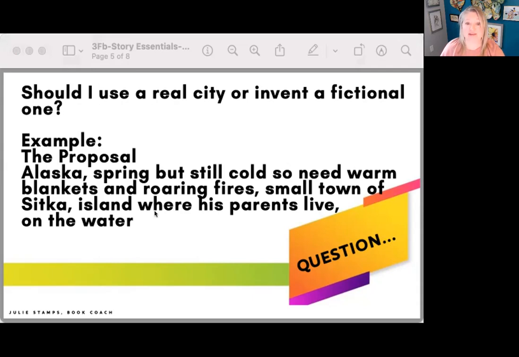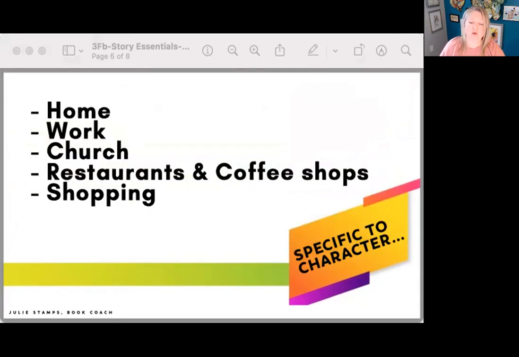So, in this setting, we're getting beach and water with the small town feel, and that is a good thing to mix it up. So, lastly, we have places that are specific to the character as setting. This includes their home, their work, and any place that you will have the character go, like church, restaurants, and coffee shops, and also shopping places. These places often indicate something about the character and can make them feel different ways. For instance, in the proposal movie, like I said, the home of the parents is large and looming, and it makes the heroine Margaret feel uncomfortable.